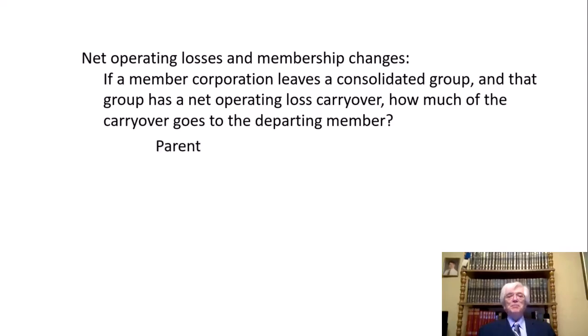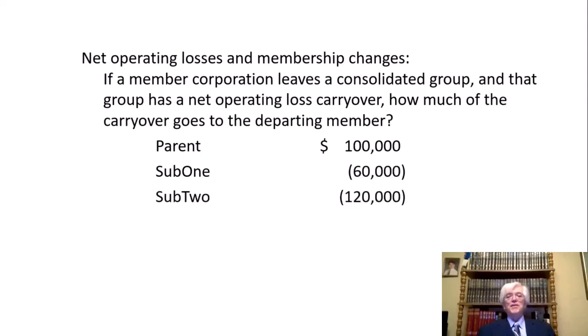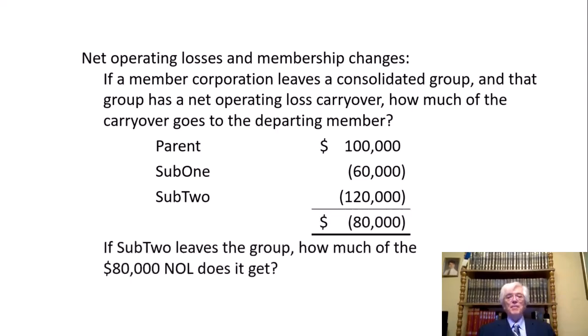So they give an example in the book of a parent with a profit of $100,000. The first sub has a $60,000 net operating loss. The second sub has a $120,000 net operating loss. And let's assume no adjustments of any kind. So we wind up with a group net operating loss of $80,000.